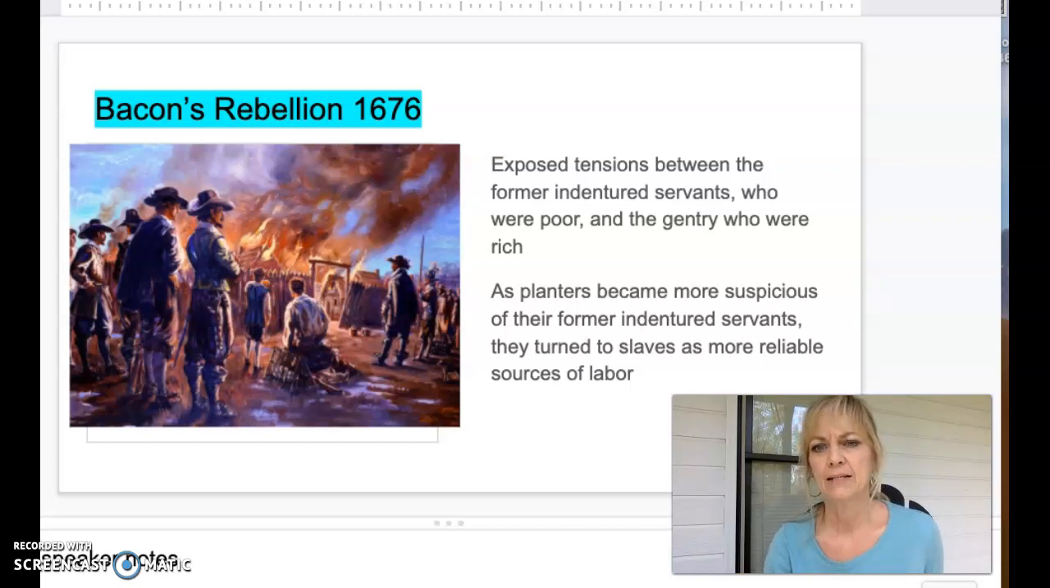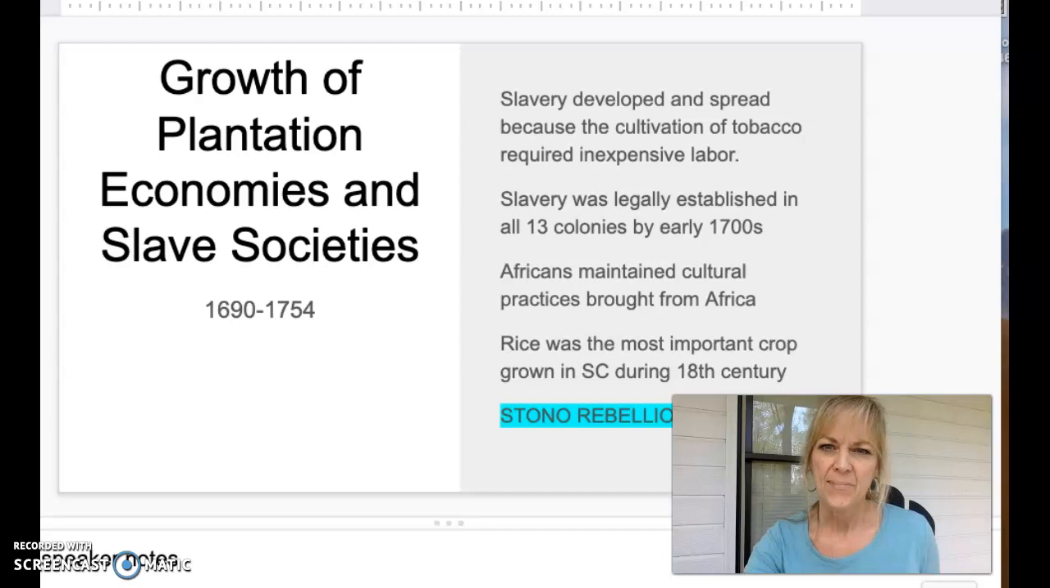By the time you get to the late 1600s, they're not even receiving land, and so you had a lot of former indentured servants who have no land, no women, no economic prospects, and there was this tension between the rich and the poor. So Bacon leads a rebellion, burns down Jamestown, and the biggest effect of that is that it's going to change the labor system, and we're going to see a switch over to slave labor rather than indentured servitude. So go back and refresh on all of that.